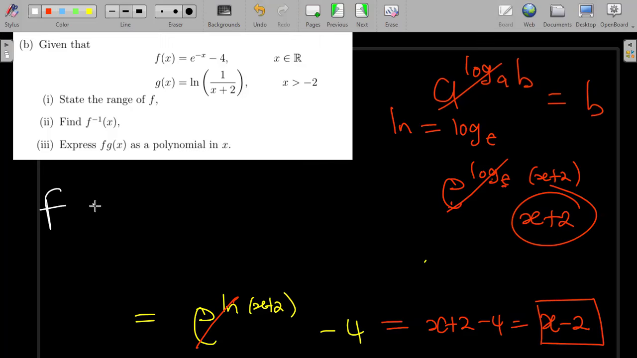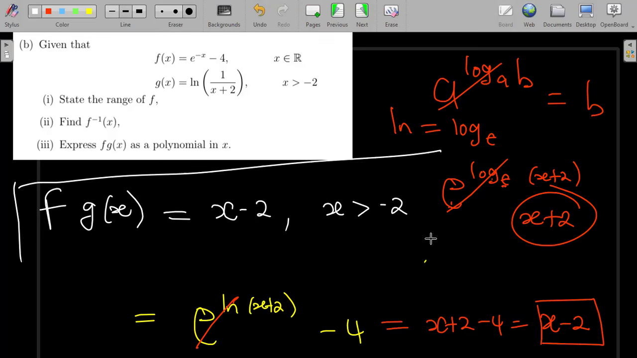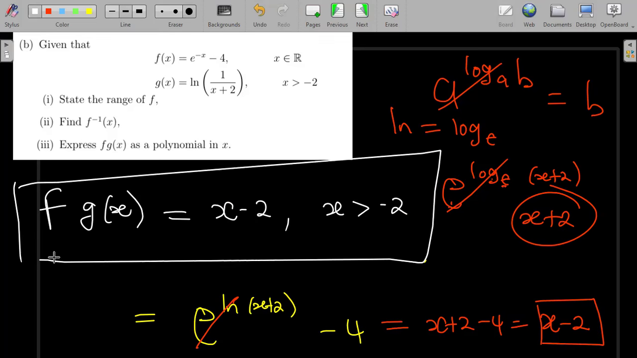So this f of g will only work for a specified domain of the input function. So the input function has a domain x is greater than minus 2. So this here will be our polynomial, but for specifically this restricted what? Domain. So we are done with that question.